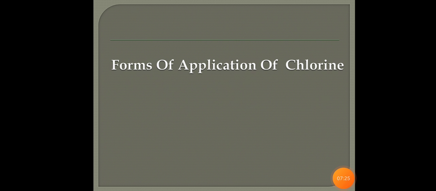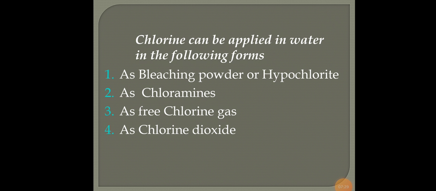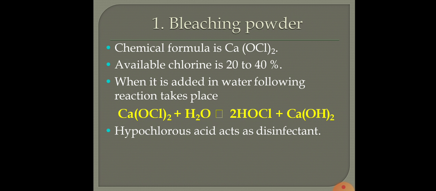Now coming to the various forms of application of chlorine. Chlorine may be applied to water in various forms, and these are the most common forms. It may be applied as bleaching powder or hypochlorite, as chloramines, as free chlorine gas, or as chlorine dioxide. Bleaching powder is the most widely used method; applying bleaching powder is one of the most widely adopted methods for chlorination.